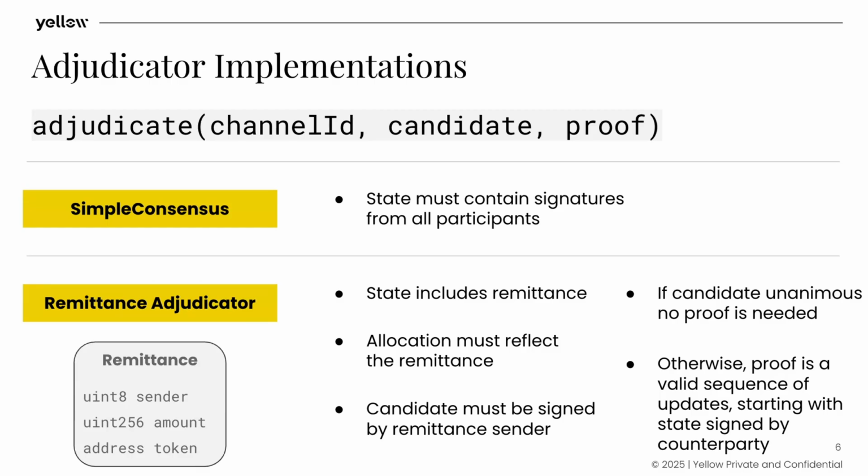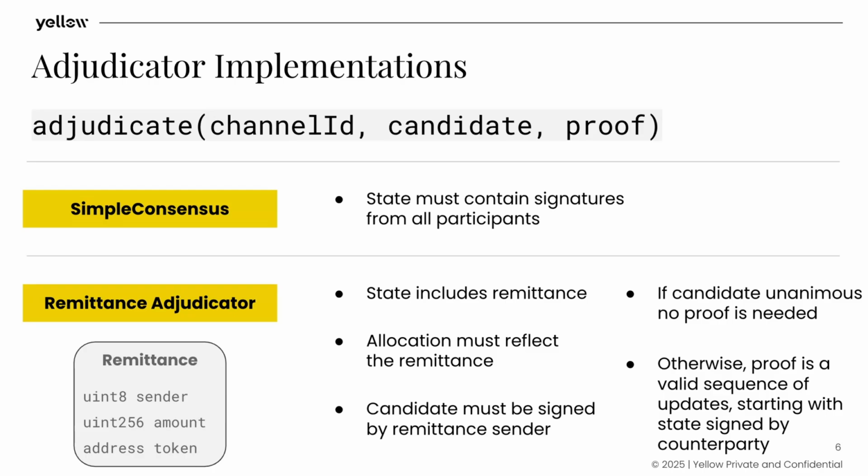The validation rules are the following. Each state must include a remittance. Each state allocation must correctly reflect the remittance. A candidate must be signed by the sender specified in the remittance. If the other party has signed the candidate as well, then proof is not needed. Otherwise, proof must be a valid sequence of updates, starting with the one containing the signature of the other party.